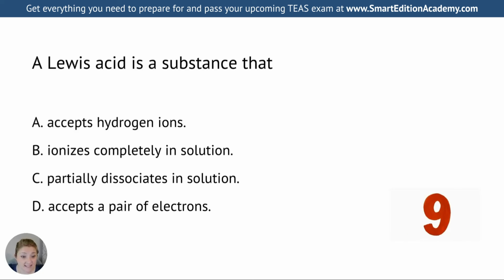A Lewis acid is a substance that accepts hydrogen, ionizes completely, partially dissociates, or accepts a pair of electrons. Lewis classification has to do with donating and accepting pairs of electrons. And I can always remember Lewis acid because it starts with an A, and acids accept. So the correct answer for this question is D, that it accepts a pair of electrons.